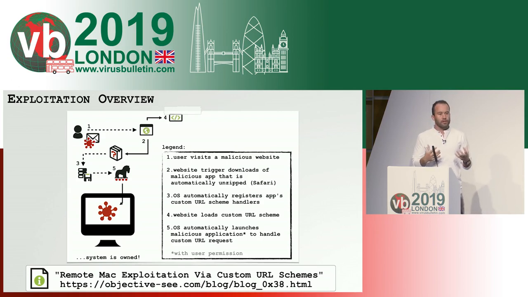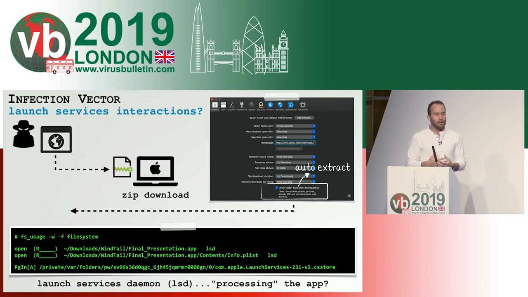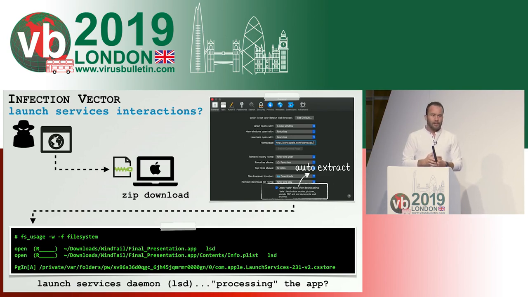So let's look a little closer at exactly how this all works and leads to the user ultimately being infected with the WindTail backdoor. First, we should note that the exploit abuses several legitimate features of macOS. So there's no buffer overflows here. There's no memory corruption vulnerabilities. All just legitimate features that the attackers are leveraging to get code execution and install their malware. The main two legitimate features that they abuse are the fact that Safari auto-extracts certain files and that macOS will automatically register custom URL schemes.